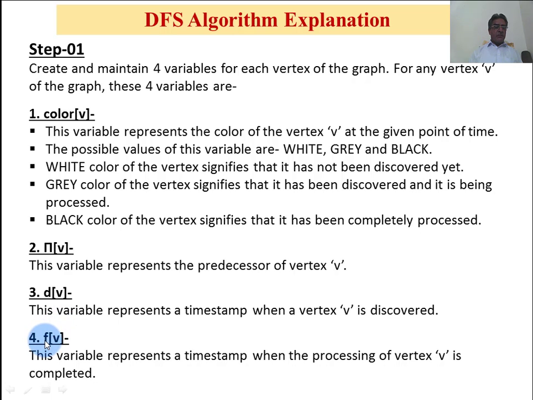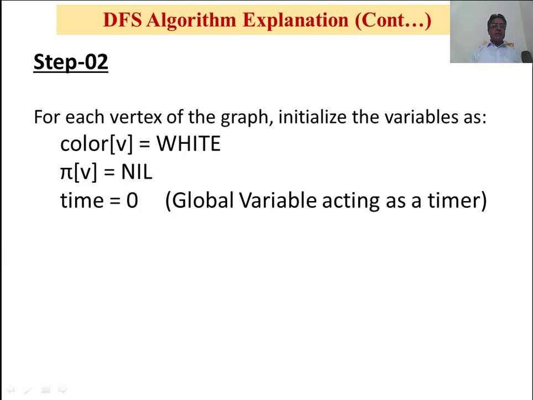Key. Final value of the v. This variable represents the timestamp when the processing of the vertex v is completed and it finally becomes part of the tree. These are 4 variables which contain these values during the execution of the DFS algorithm. DFS, depth first search algorithm explanations continued.